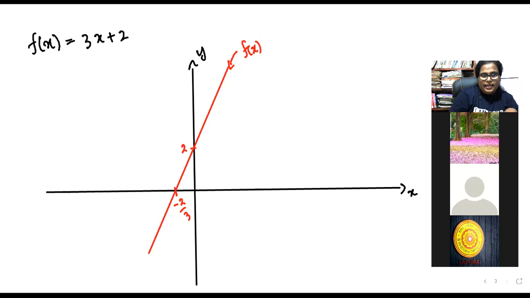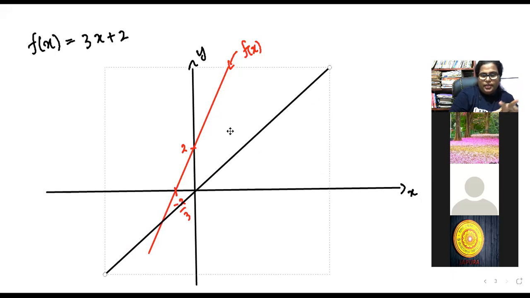Y equals x line එක කියලා කියන්නේ මොකක්ද? මේ හරහා යන මෙන්න මේ වගේ රේඛාවක්, right? So we are calling this the y equals x line, right? So your inverse function is an image, මේකේ ප්‍රතිබිම්බයක් වගේ තමයි.